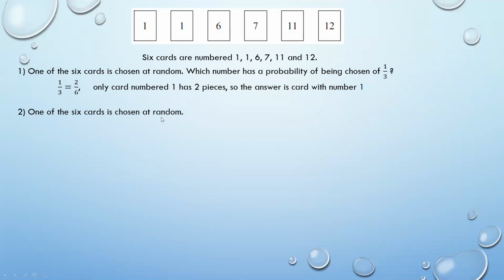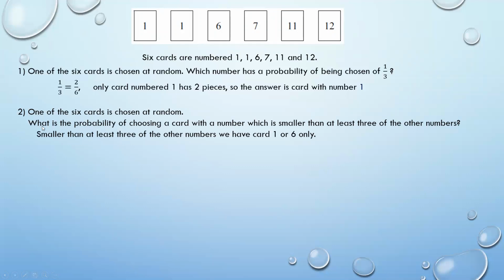The second question. One of the 6 cards is chosen at random. Okay, of course it must be random. What is the probability that the card is smaller than at least 3 of the other cards? The only one is 1, because 1 is actually smaller than 4 of them. So 1 is a possible one. And 6 is also a possible one, because when you choose 6, it is smaller than 3 cards. 7 cannot, because if you pick 7, only 2 cards are greater.